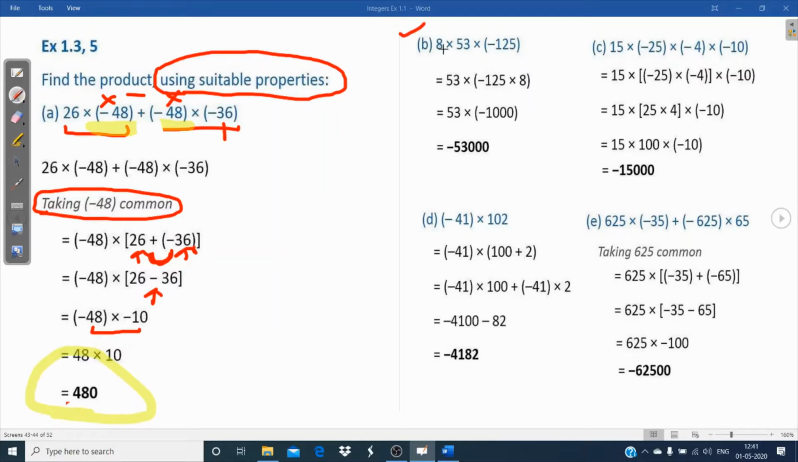Similarly, in the next part, now you can see this thing, student. Again, we can rearrange the terms. This is your commutative property. So I've written 53 first, then we are multiplying your first and third term together. So when you multiply this thing, what will you get? Minus 1000. Then minus 1000 multiplied by 53. What will you get? Minus 53,000.